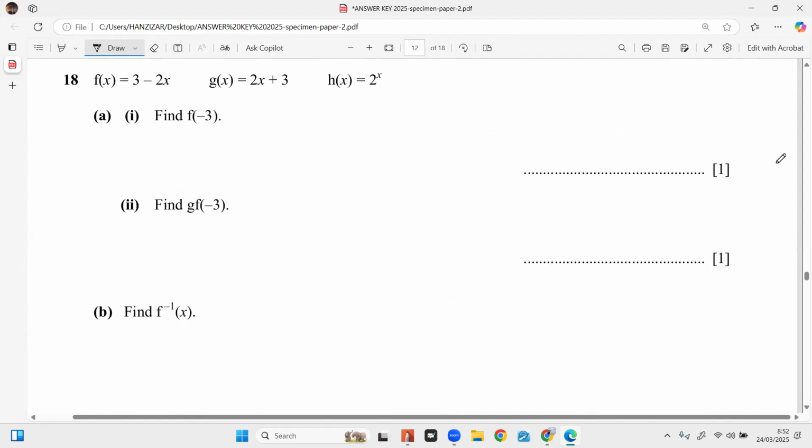Okay, listen. Now, function. You may pause the video if you think that you're tired. I also want to pause the video for a while and you can continue.